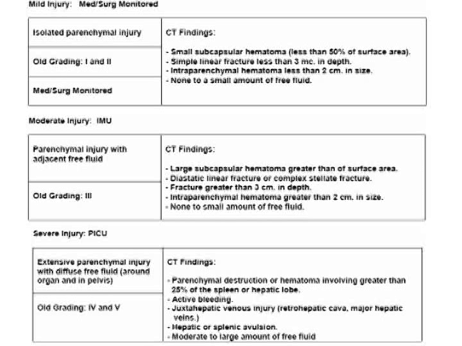So for example, let's just look at mild injury. The CT findings in a mild injury would be a small subcapsular hematoma, less than 50% of the surface area, a simple linear fracture less than 3 millimeters in diameter, an intraparenchymal hematoma less than 2 centimeters in size, and none to a small amount of free fluid. So this allows us to figure out in a really simple way where we should send these patients. It standardizes things.